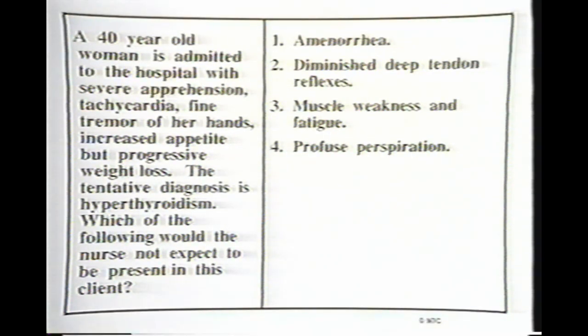Choice number 3, muscle weakness and fatigue. Now you say, well, I thought she was always busy, but she is always so busy that her muscles get very weak, and indeed she has fatigue, but yet that kind of urge to keep moving. So that's not the answer. And profuse perspiration, indeed she'll have profuse perspiration. So the one she will not have is diminished deep tendon reflexes.